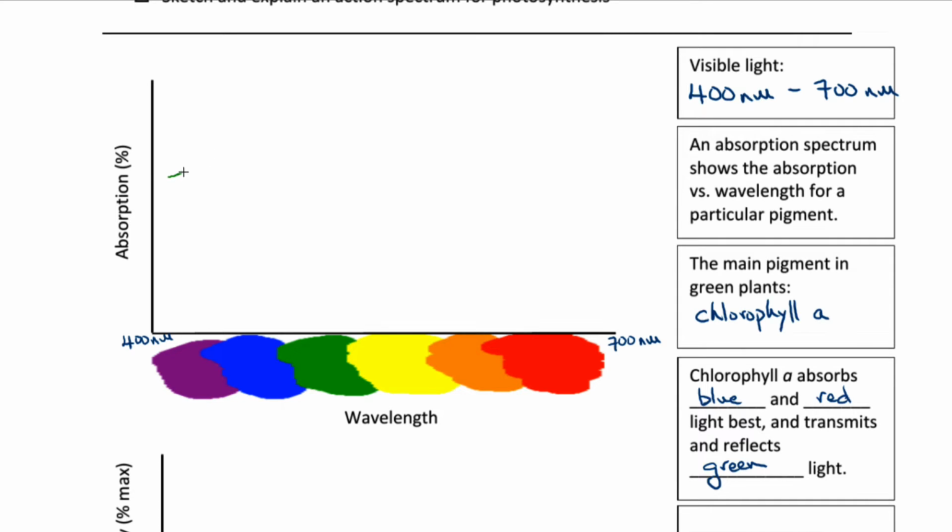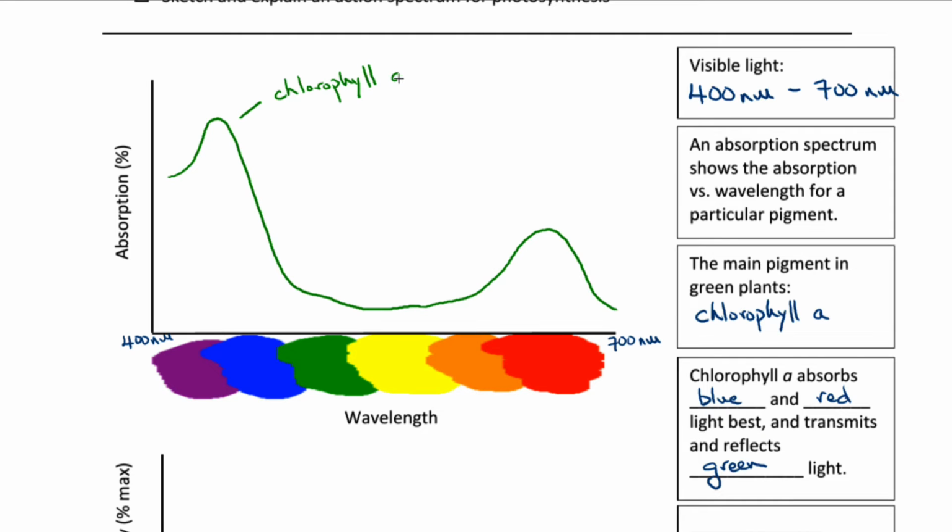Chlorophyll A absorbs purple or violet and blue light well, so it's going to have a peak like that, but it doesn't absorb green or yellow light well, so the absorption spectrum comes down like this, and then it absorbs red light relatively well as well, so there's another peak like that. So this is the absorption spectrum for chlorophyll A. Again, the absorption spectrum shows the absorption as a function of wavelength for a particular pigment.